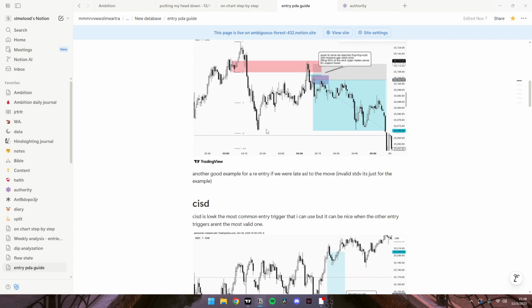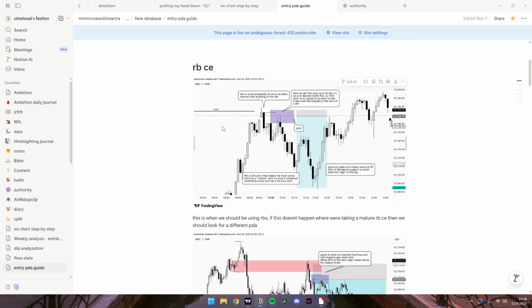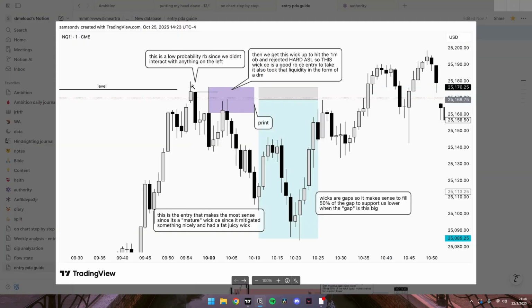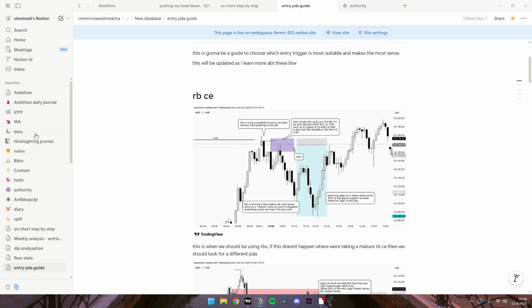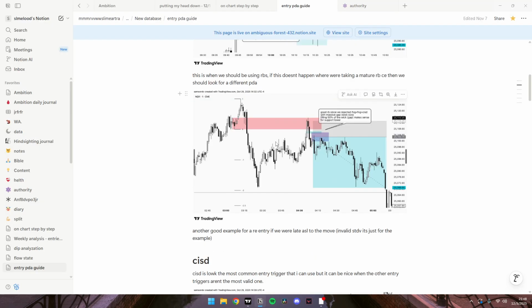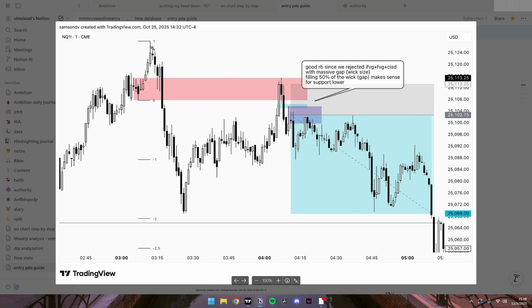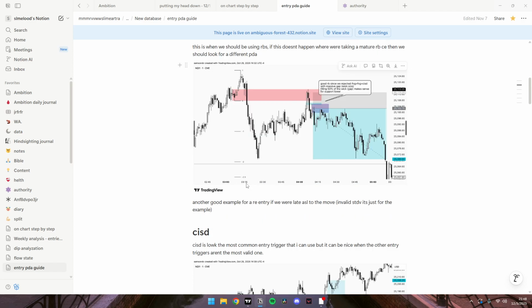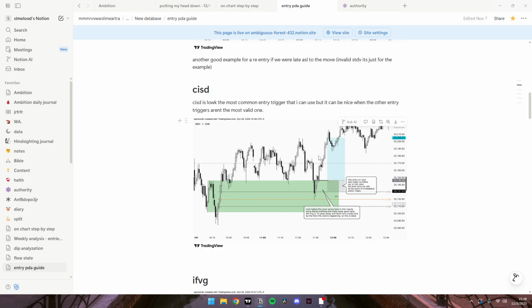We just want to take high probability RBCEs, not just taking a goofy RB right after a level. I don't know if that's a real example. You don't want to look for the very tippity top, because those are way too premature and way too horny for no reason.